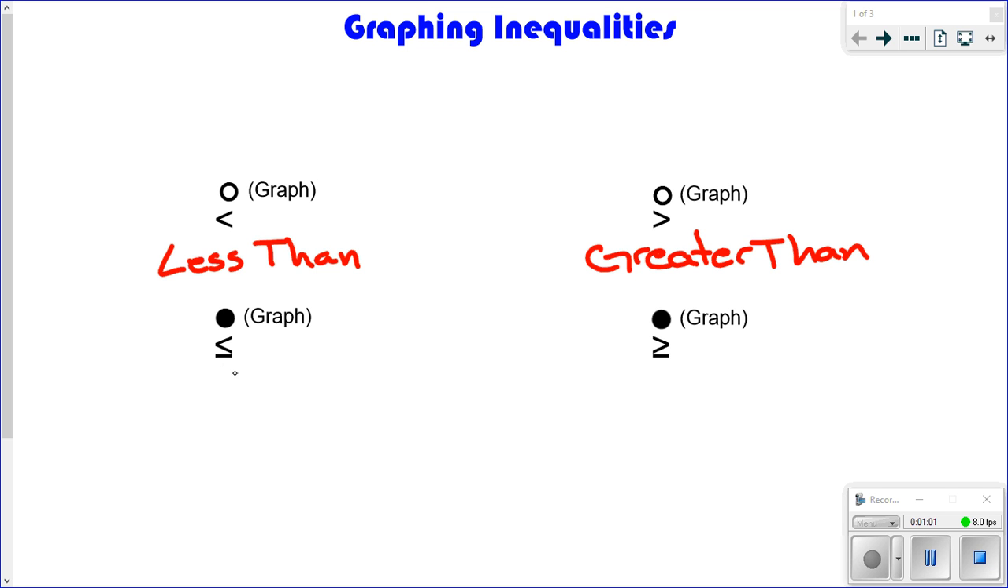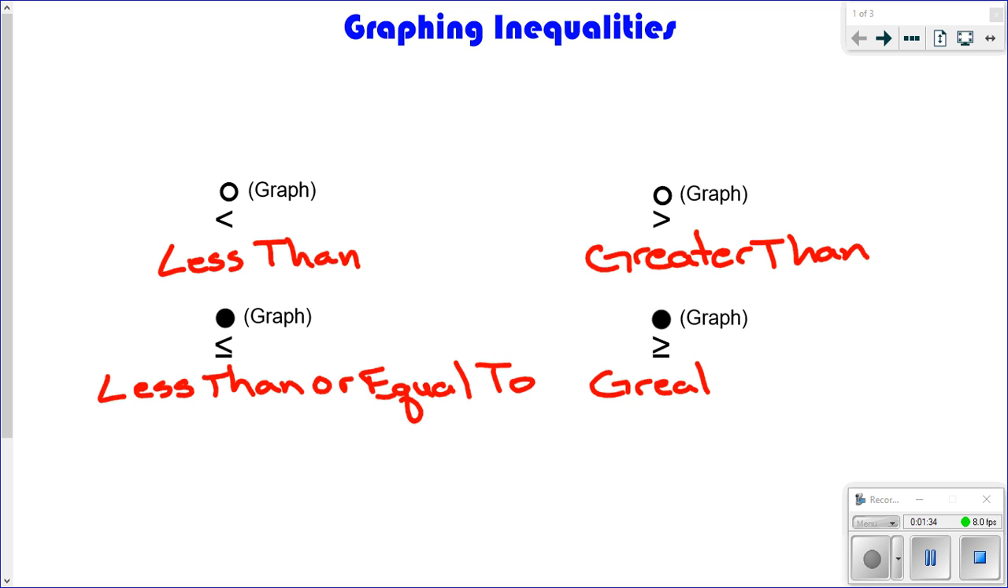When you put a line underneath the inequality, then that makes it less than or equal to. And when we graph less than or equal to inequalities, we use a solid circle. So if it has the line underneath it, meaning or equal to, then we use a solid circle. If it doesn't have the or equal to line under it, then it's an open circle. And then the last one here would be greater than or equal to.